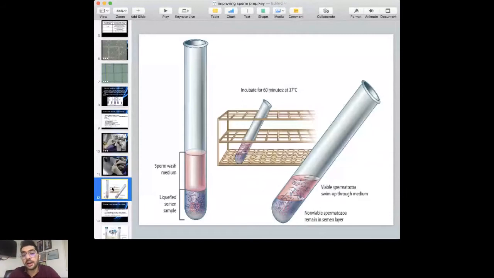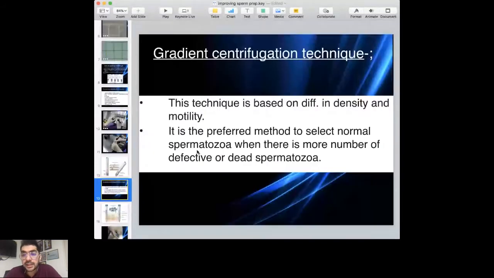Now the next preparation technique, which is commonly used, which is probably one of the gold standards for sperm preparation in an IVF laboratory, is gradient centrifugation, which is commonly known as density gradient. Now this technique is based on different densities and the ability of these densities to separate out different sizes of sperms and different sizes of cells.